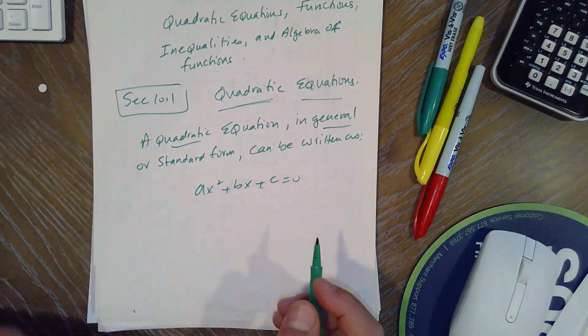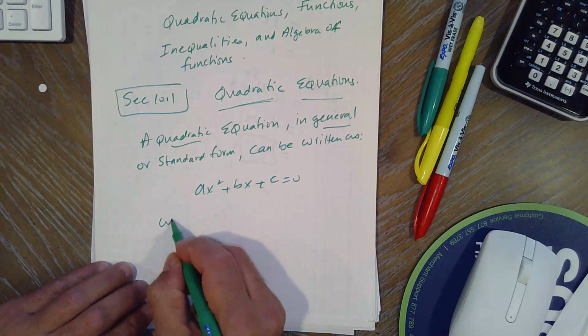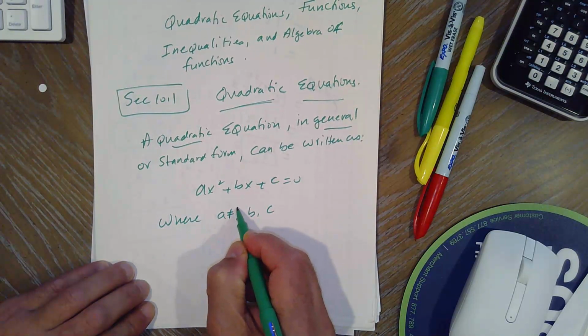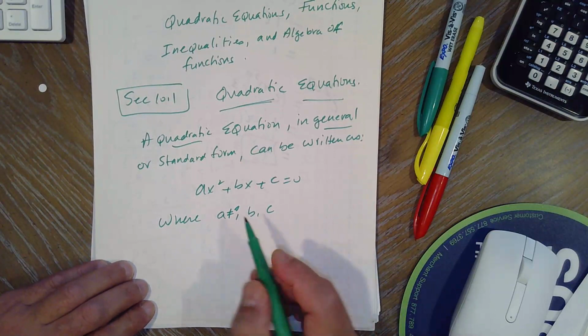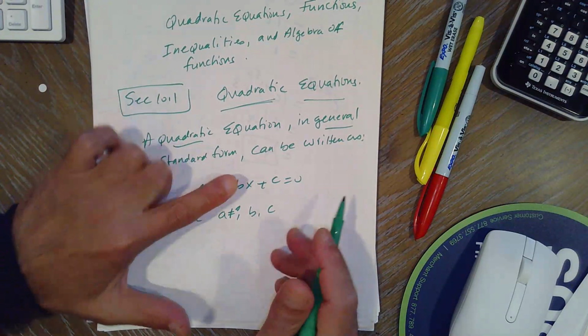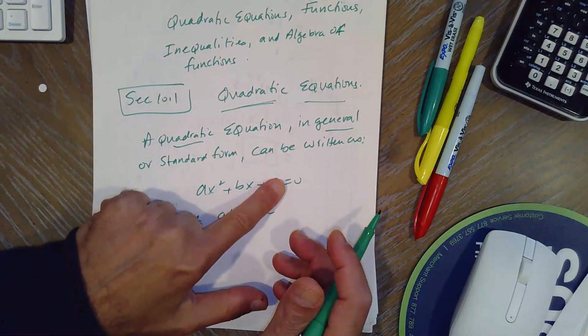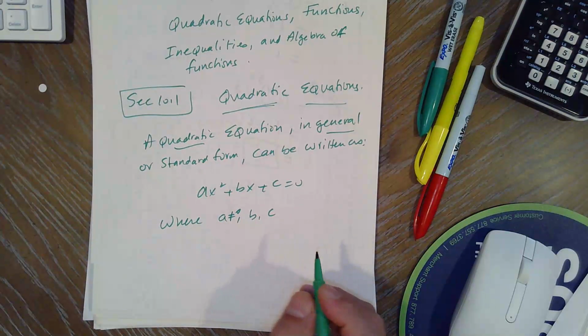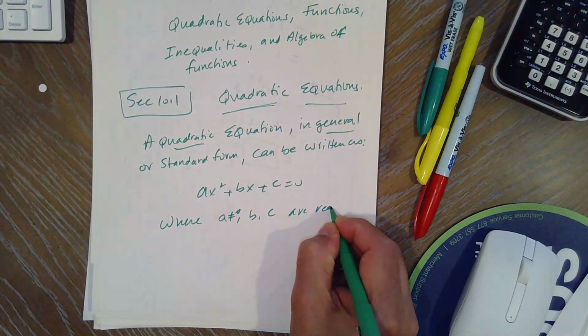So we've seen a lot of quadratic equations where a, b, and c are real numbers. A cannot be 0, b and c could be anything, because if a were 0, then we get a linear equation. If b is 0, we still have a quadratic. If c is 0, we still have a quadratic because you have x squared, but a cannot be 0, and these are all real numbers.